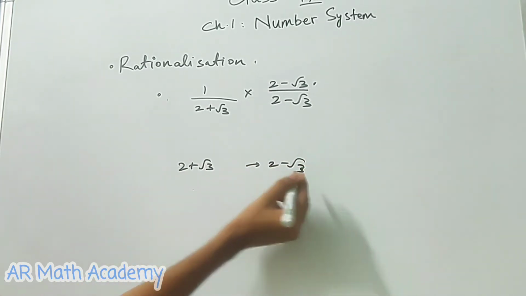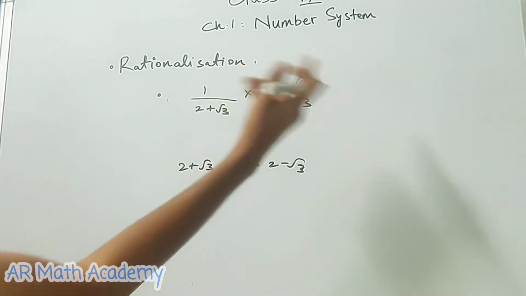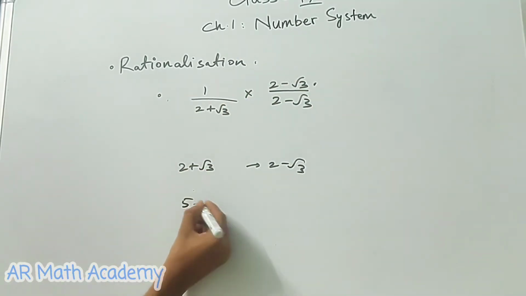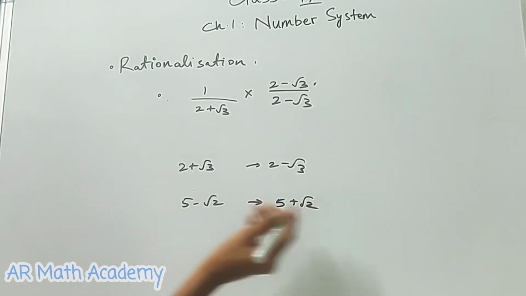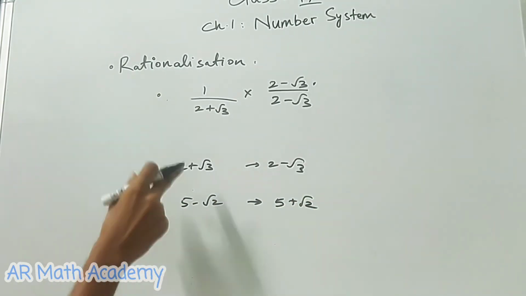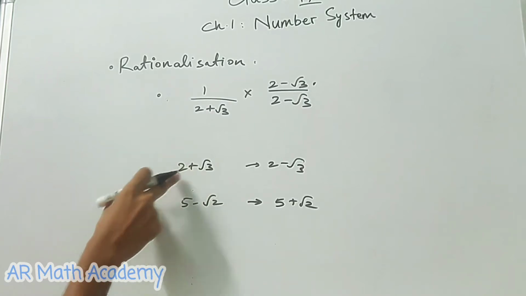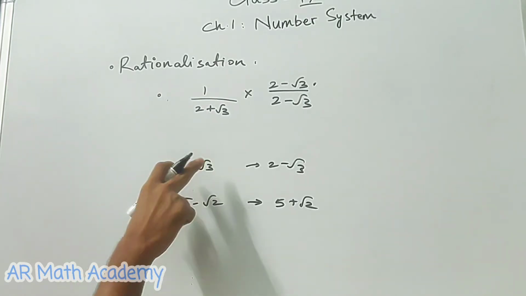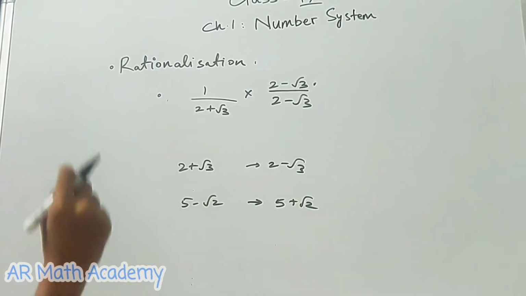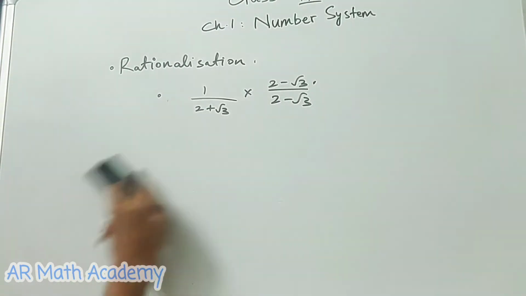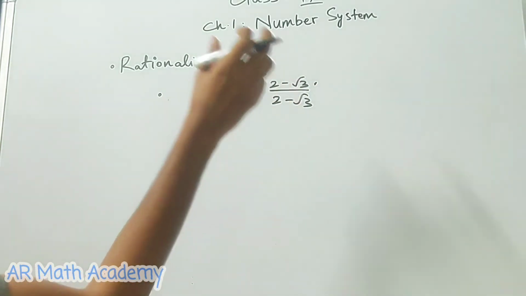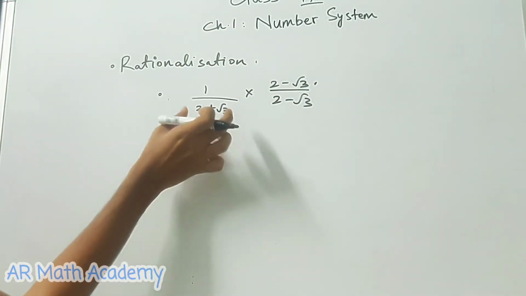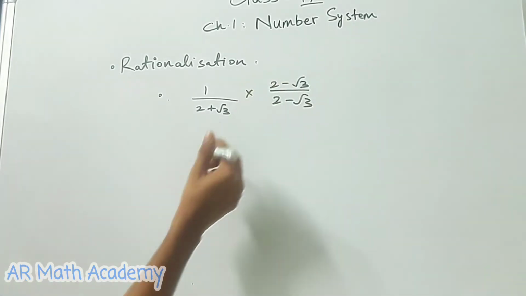You just change the sign in between and then you call it a conjugate. Suppose you have 5 minus root 2, then you change it and write 5 plus root 2. This is the conjugate of this number. So whatever the sign is in between the two numbers, you just flip it and it becomes the conjugate of the corresponding number. So in the case of 2 plus root 3, the conjugate is 2 minus root 3. So you multiply and divide with the conjugate of 2 plus root 3.